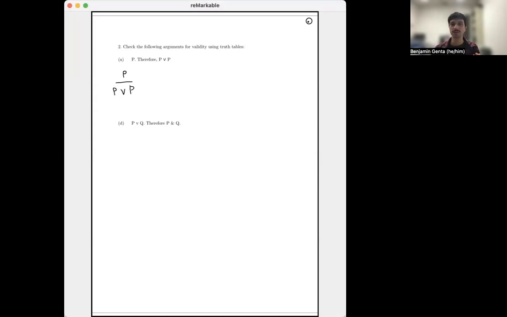So what is a valid argument? An argument is valid if it's impossible for the conclusion to be false, given that the premises are true, right? So we're going to assume that this is true. I'm saying using the truth table. So we have P, and P can be true or false. And then we have P or P.